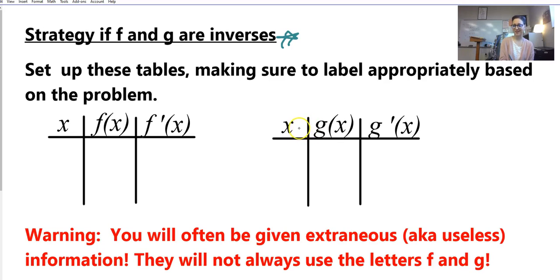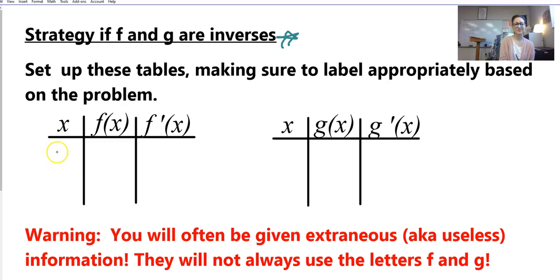Know that they will not always use those letters, okay? They may use f and f inverse. They may use g and h. Just know that your letters will not always be f and g. Also know that you will be given extraneous information on these a lot. So you're going to fill in your table and you're not going to use all that information, which is okay. Just take the time to make your table, okay?